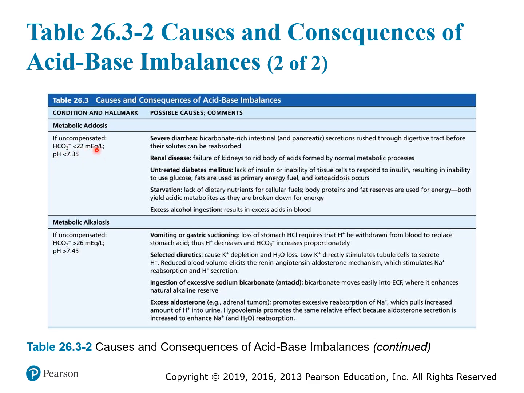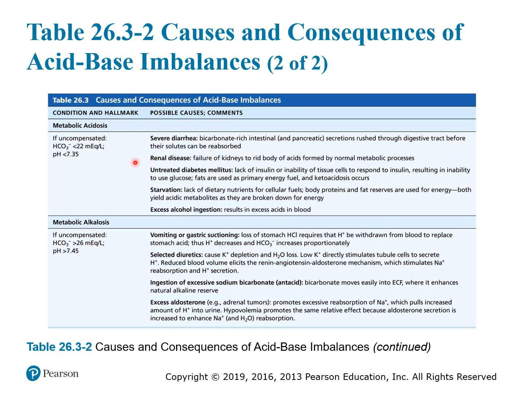For this course, this is enough: you know that low pH is acidosis, and in metabolic acidosis, the bicarb is low. It is less than 22 milliequivalents per liter. Now, what are the causes? Diarrhea can cause metabolic acidosis, because the bicarbonate is lost in the intestine. Bicarbonate-rich intestinal and pancreatic secretions are rushed through the digestive tract before their solutes can be reabsorbed.